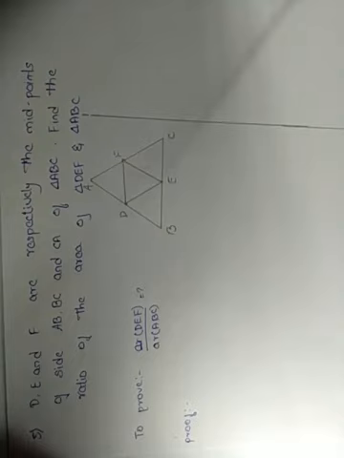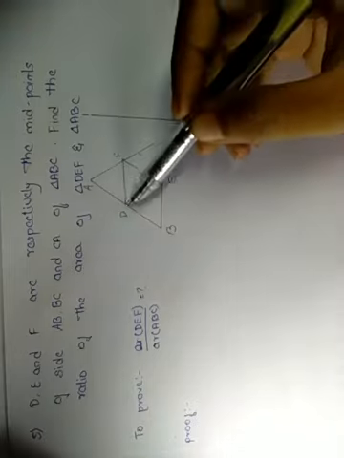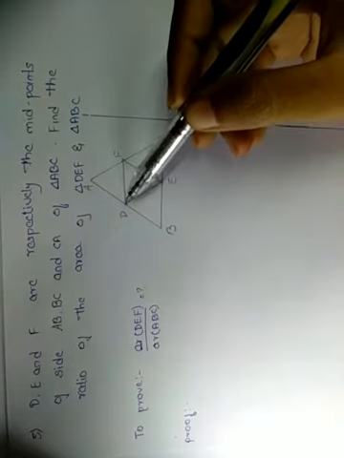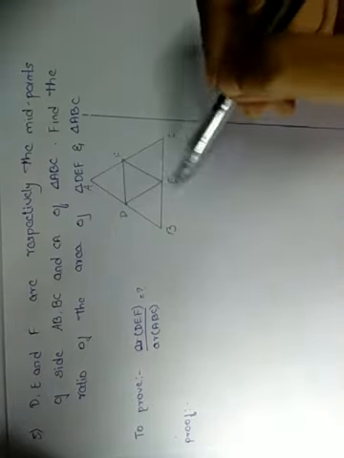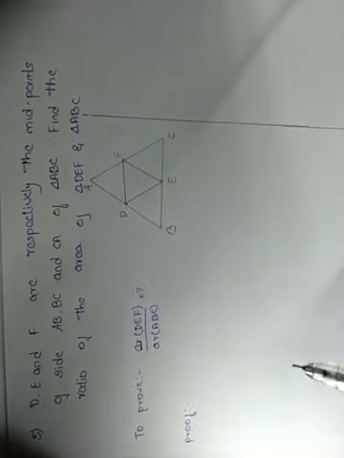Fifth problem. D, E and F are respectively the midpoints of the sides AB, BC and CA of a triangle ABC. Find the ratio of the areas of triangle DEF and triangle ABC. That means we have to find the ratio of the areas of triangle DEF and triangle ABC, right? That we need to show here.